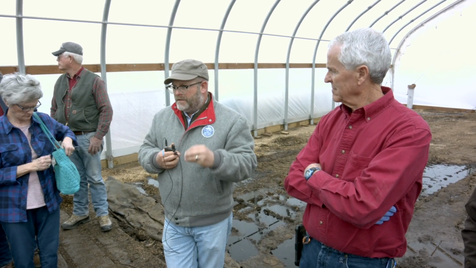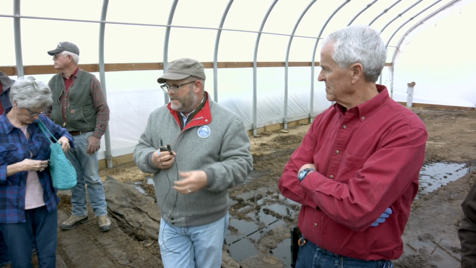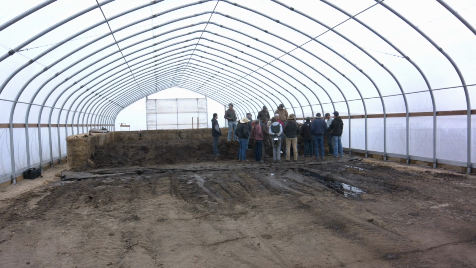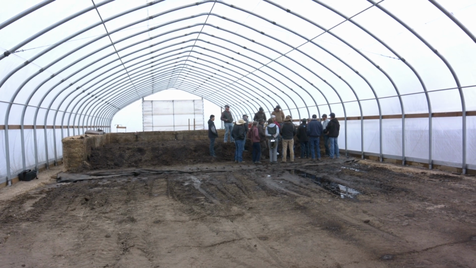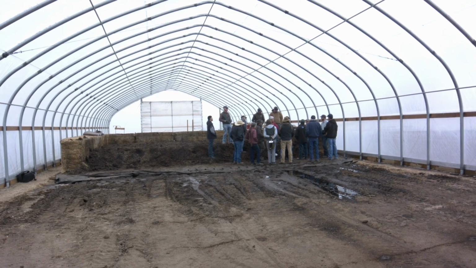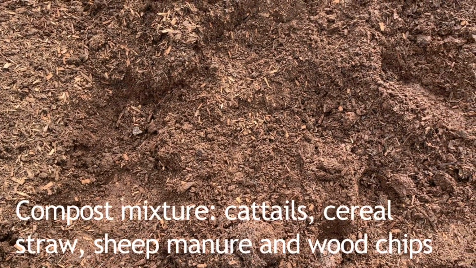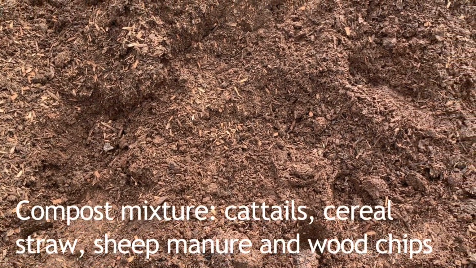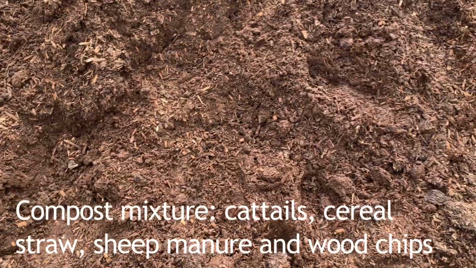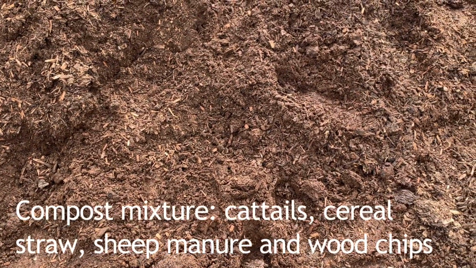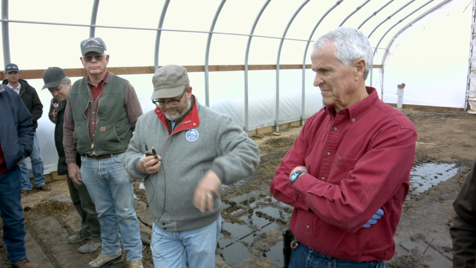Everything came together in fall of 2018. So that's what you're looking at now. It was put into this facility in fall 2018. The mix that we used, because it happened to be the stuff that we had access to, was cattails that were baled up after the season got dry, some cereal straw, we had some sheep manure accessible, and we had wood chips. So those were all mixed together.